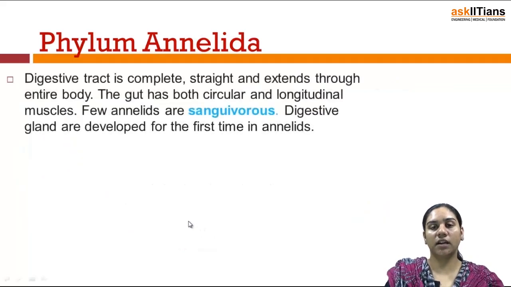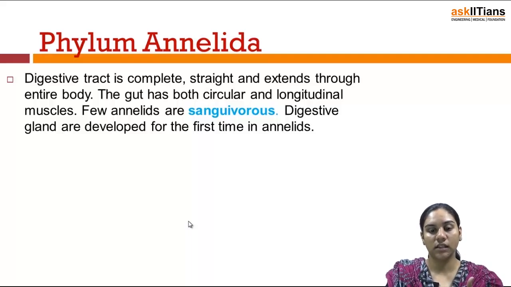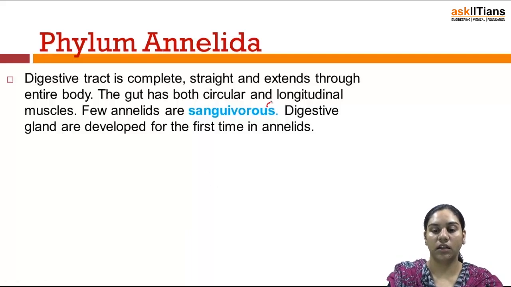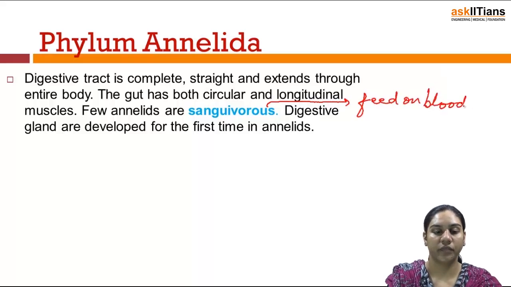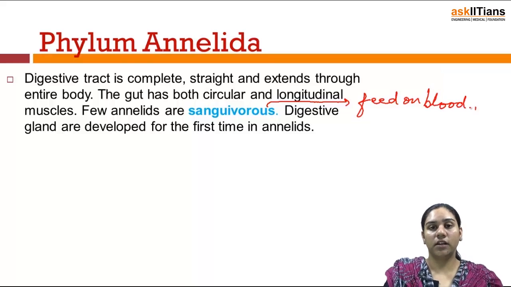The digestive tract is complete, straight, and it extends throughout the body of these organisms. The gut has both circular and longitudinal muscles. A few annelids are sanguivorous, which means they feed on blood. Annelids are the first animals in which digestive glands are developed.